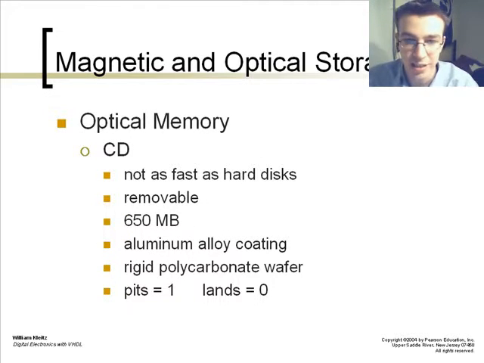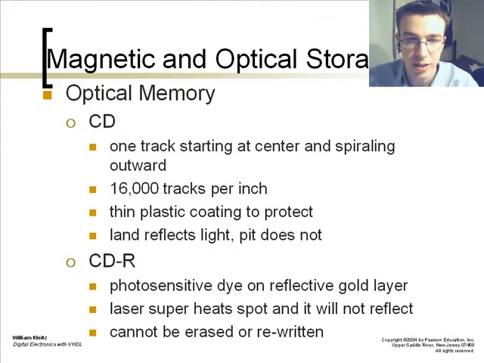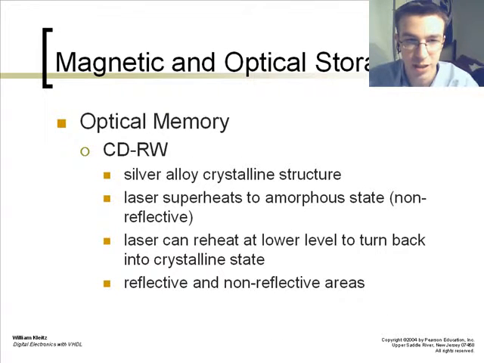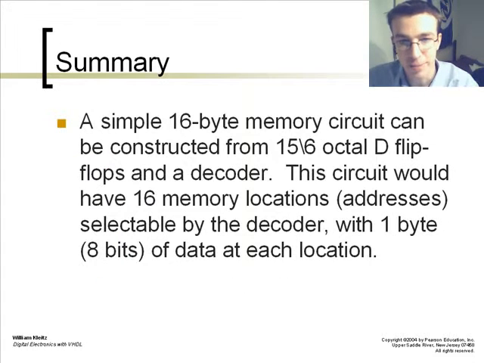CD is not as fast as hard drives. It is removable. They're about 650 megabytes to about 800, and they have an aluminum alloy coating. CD-R, your recordable CDs, are very common nowadays with CD burners. It's not too important to know, but most people already know that CDs are used for other storage devices. And you have your read-write CD as well in the same format as an optical memory system.